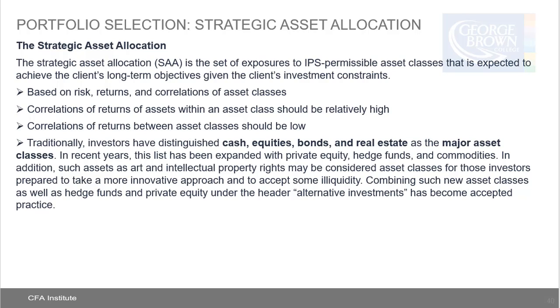And the strategic asset allocation is the set of exposures to investment policy statement permissible asset classes that is expected to achieve the client's long-term objectives given the client's investment constraints. So the strategic asset allocation is based on risks, returns, and correlations of asset classes. Correlations of returns of assets within an asset class should be relatively high. We've seen that.